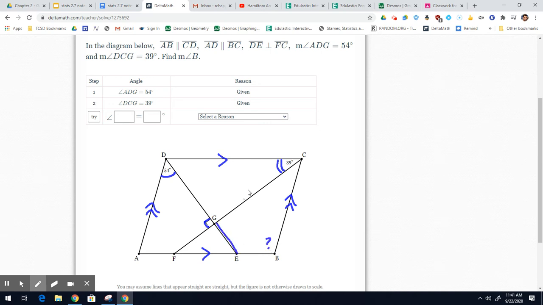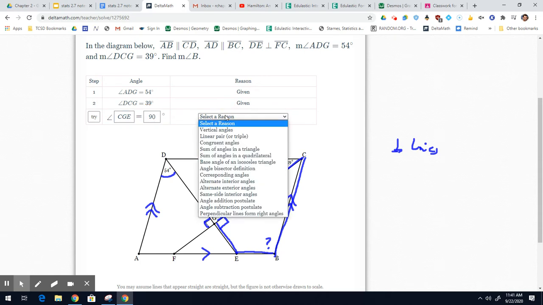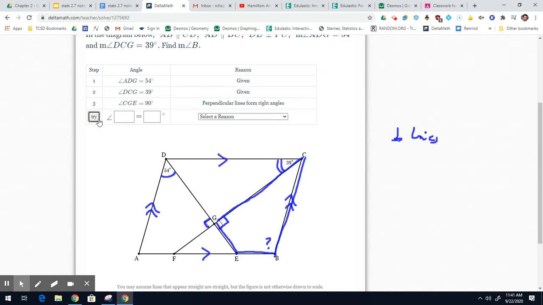So I think my end goal is to get these three angles and then subtract it from 360. Well, I do know that this one is also a right angle. This is CGE. You could use perpendicular lines, or you could use vertical angles. I'm going to use the fact that these are perpendicular lines, right? So because you have perpendicular lines, you have right angles. So this will be my first try. So I'm going to say that angle CGE equals 90. And that's because you have perpendicular lines. So I got a right angle box there.